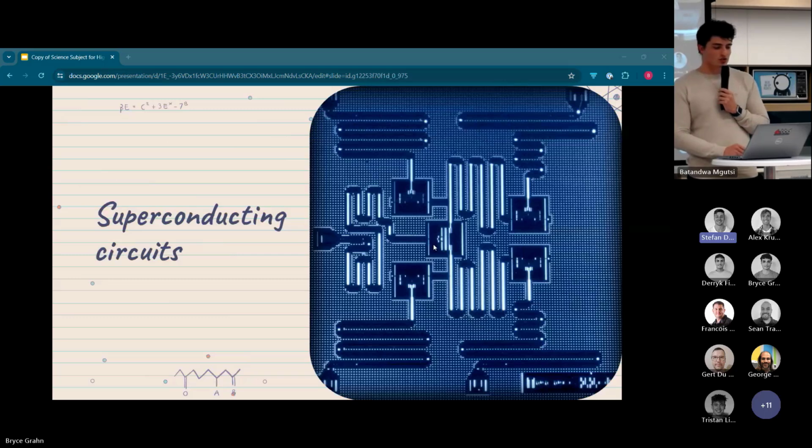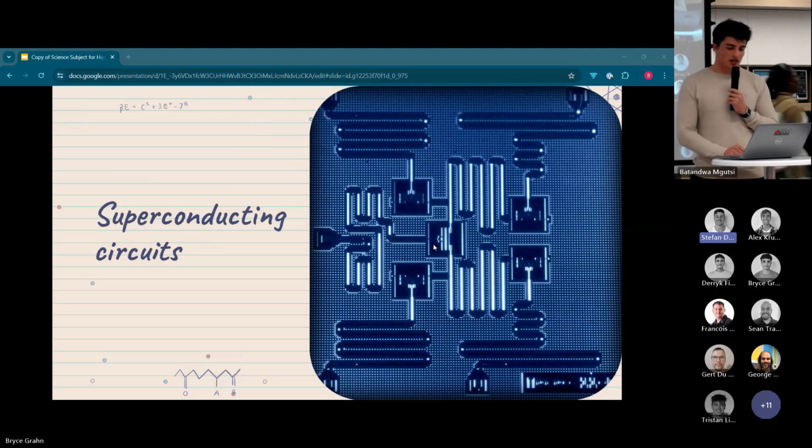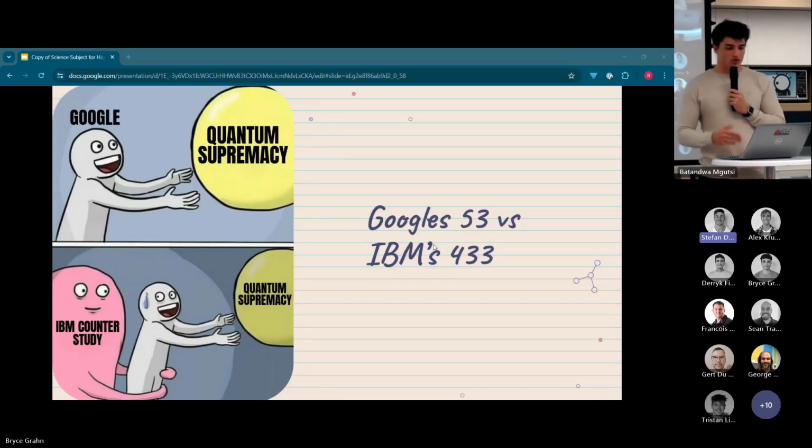In superconducting circuits, quantum information is stored as the direction of an electric current in a small superconducting loop. By applying microwave pulses, we can manipulate the state of the qubit, allowing it to exist in a superposition of the current flowing clockwise and counterclockwise simultaneously. Entanglement is typically achieved using a component called a coupler. Both Google's 53-qubit and IBM's 433-qubit quantum computers utilize these circuits. I think a little flex by IBM there.